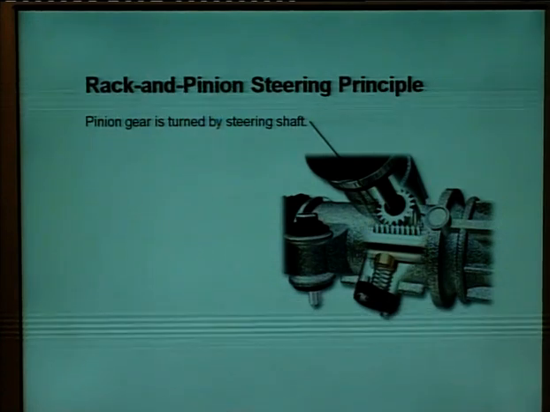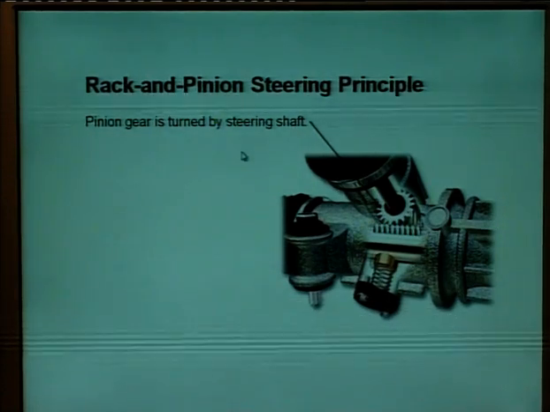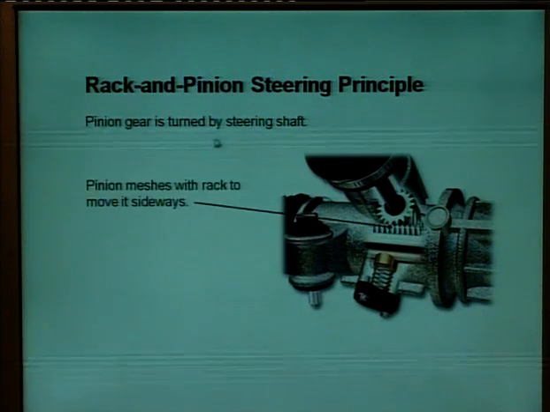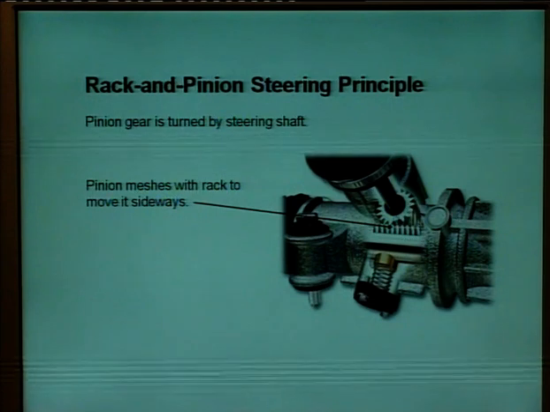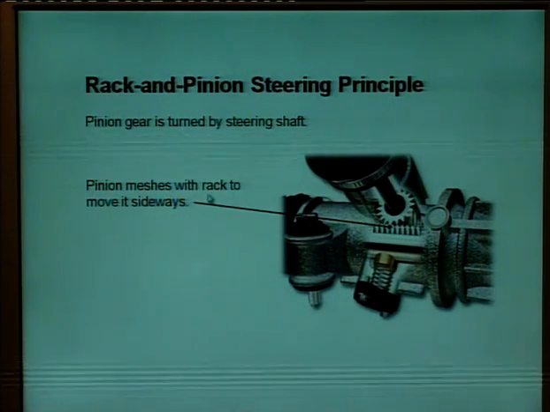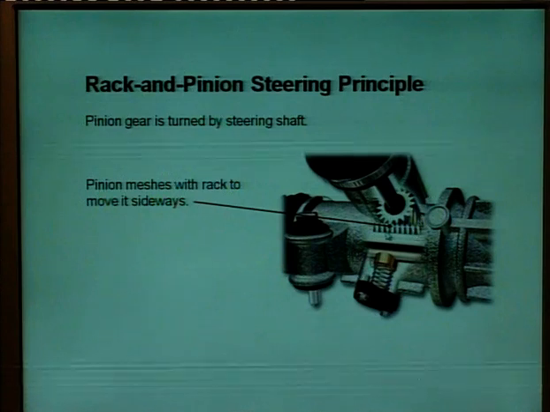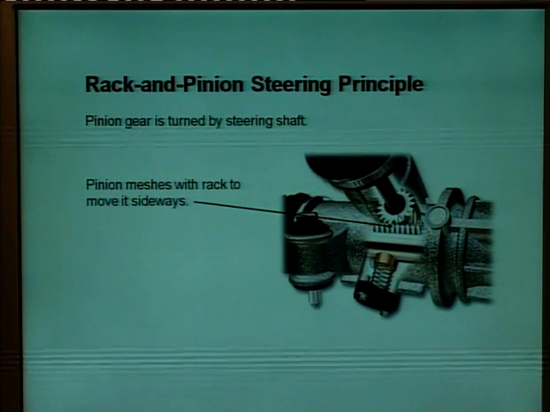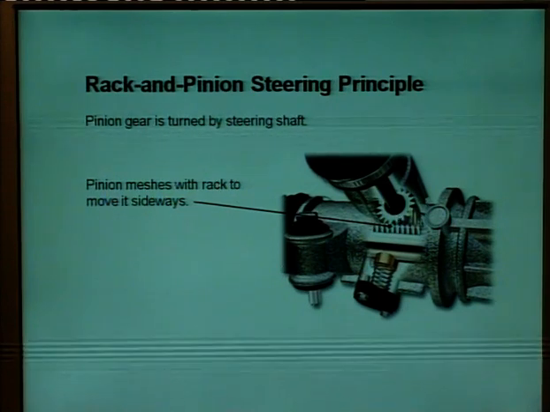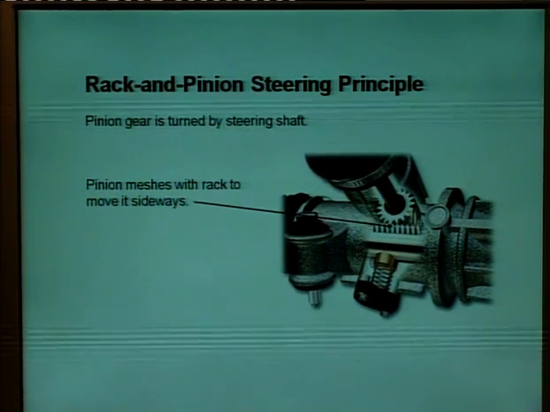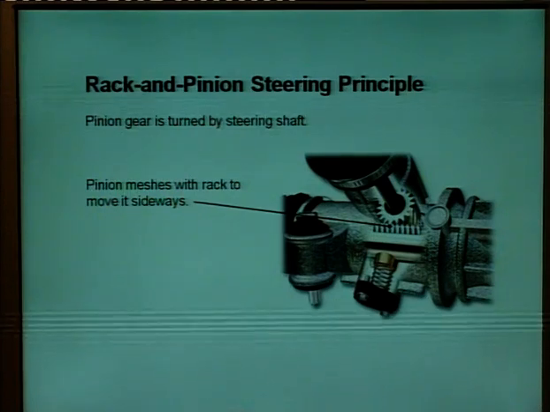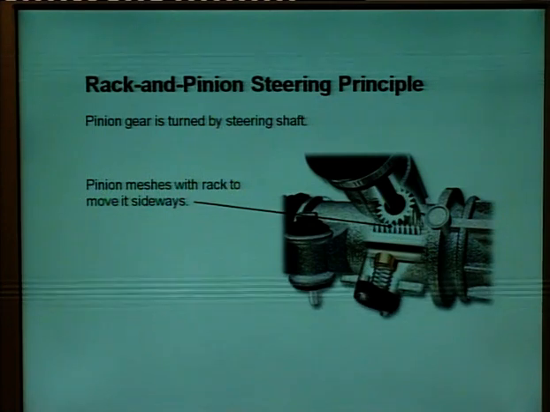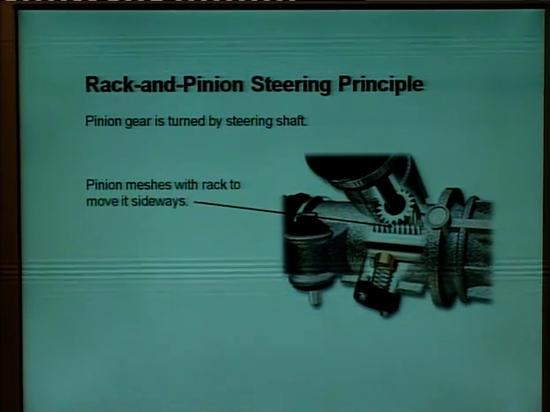This is the principle of rack and pinion steering system. So, the pinion gear is turned by the steering shaft. The pinion meshes with the rack. This is a rack. The movement of the rack is controlled by this pinion. If this pinion moves in the clockwise direction, the vehicle will be steered towards the left hand side. If it is moving in the anti-clockwise direction, the vehicle will be steered in the right hand direction.